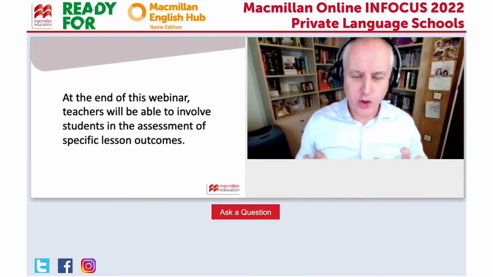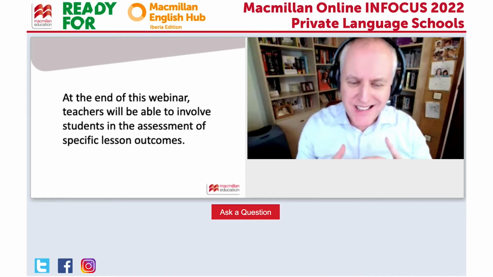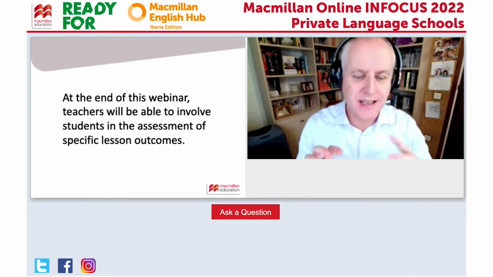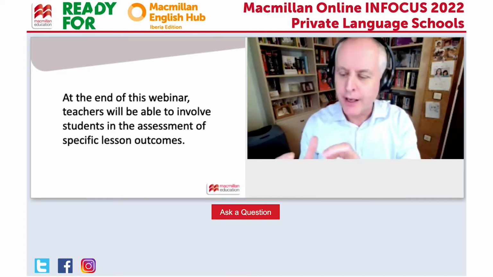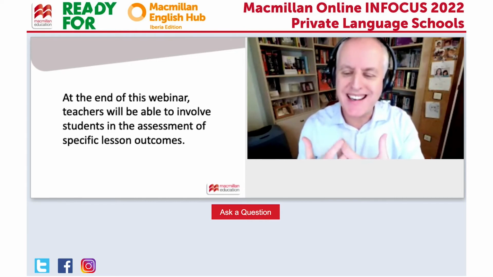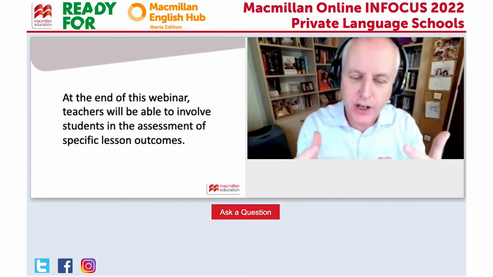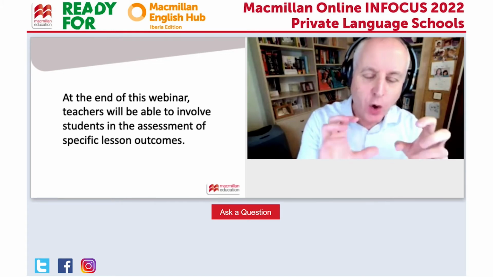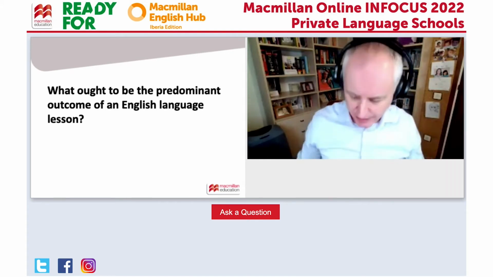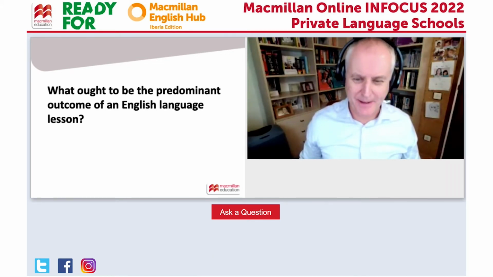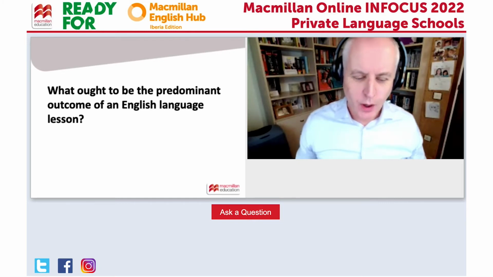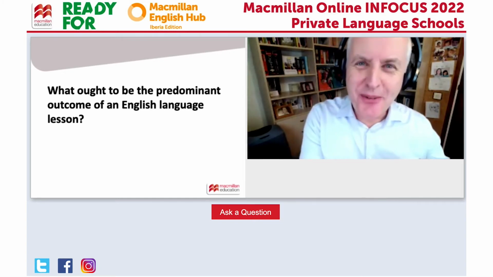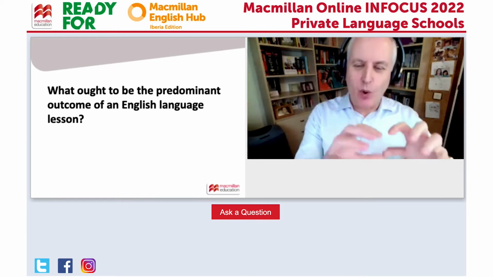And finally, that you will be able to involve your students in the assessment of the specific lesson outcomes, okay? To actually involve your students in deciding, in evaluating whether learning has actually taken place, okay? So that's a little bit of an overview of the session, what we're going to be doing.